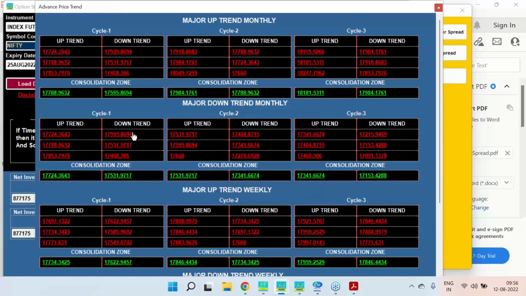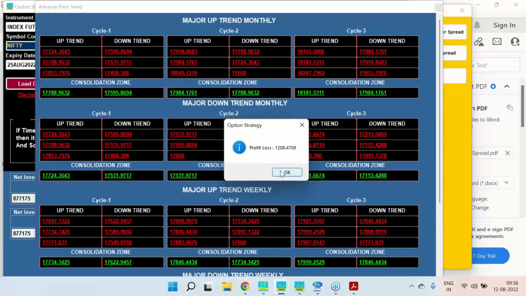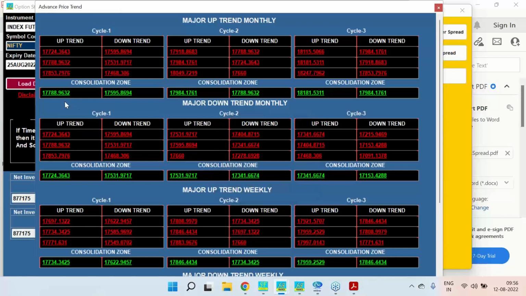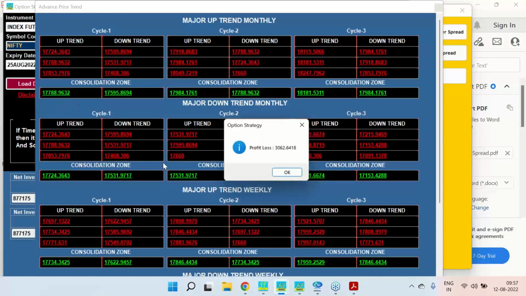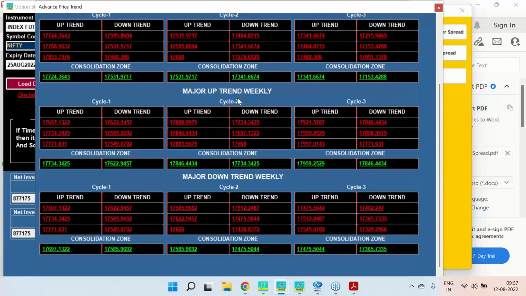So in the same way, if it is in a downtrend, you can just click on this one, then you can find out it is also in profit, which is 1208. So like this it goes on, and the consolidation zones are also here. You can find out the profit and loss for that one too. Like this it goes on for weekly also. You can just click on this one and find out all those things.